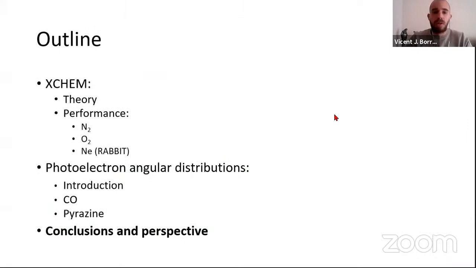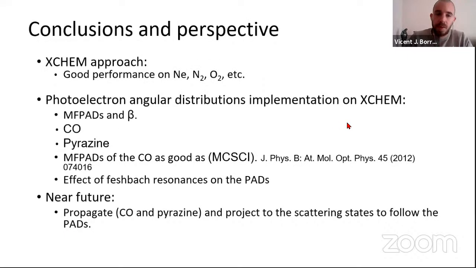So now I'm going to give some conclusions and future perspectives. We have seen how the ISCHEM code works, and how the code is able to reproduce different experimental data. Also, remember that the code will be open source very soon, so probably you would like to use it. And we have implemented photoelectron angular distributions. We have compared our MF patch with the one of this reference, and we have seen that they are as good as this multi-channel Schwinger configuration interaction method.